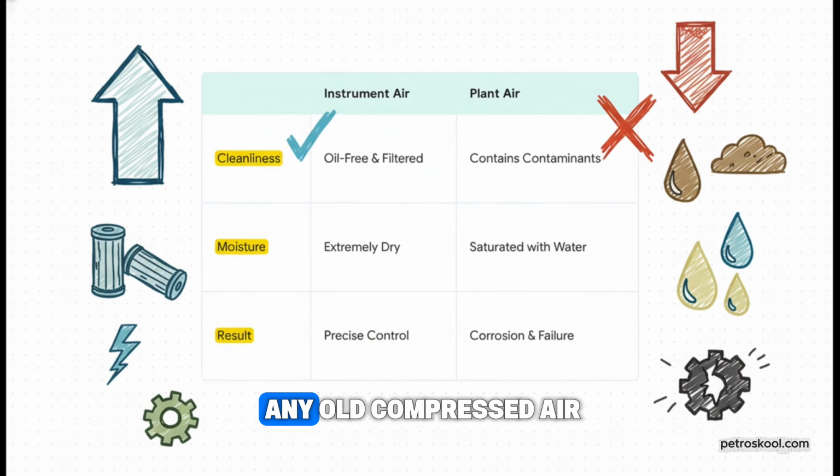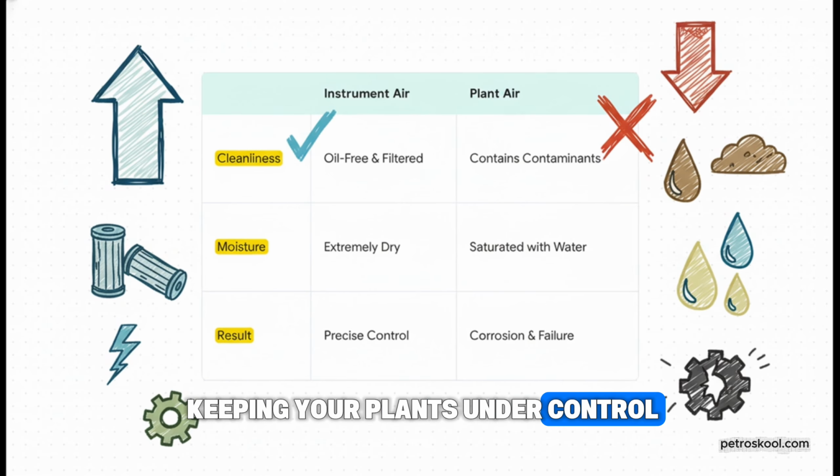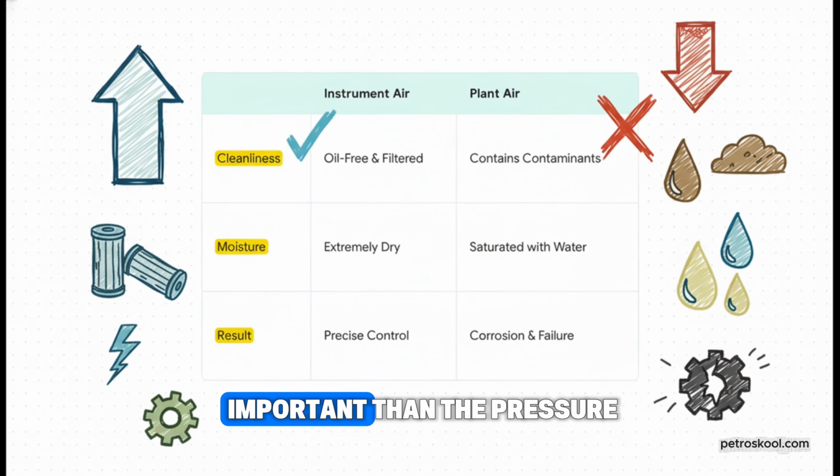And you can't just use any old compressed air, right? Regular plant air is a control system's worst nightmare. It's chock full of oil, dirt, and water. Instrument air, on the other hand, is squeaky clean, and, this is the most important part, it's bone dry. Here's the key takeaway. When it comes to keeping your plants under control, the quality of the air is way more important than the pressure.